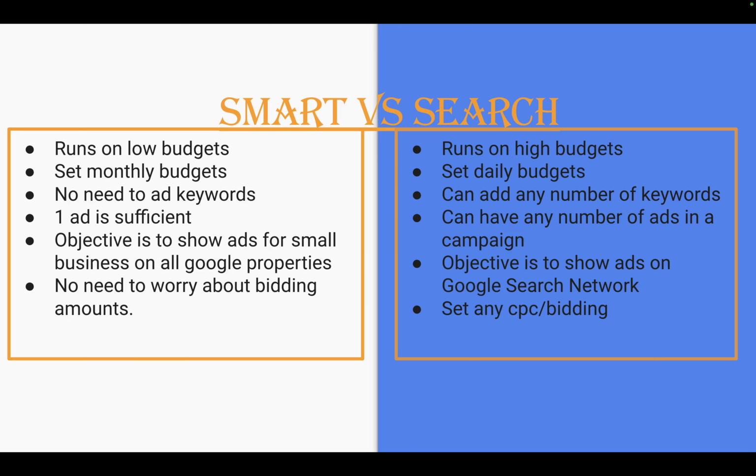Then talking about the difference between a smart campaign and a normal search campaign. This campaign runs on very low budgets, whereas the search campaign runs on high budgets. Here you set the daily along with the monthly budget, whereas on search campaign, you go with the daily budget only. You don't need to add keywords, no need to have multiple ad copies. The objective is to show ads for small businesses, and you don't have to worry about any campaign bidding or optimization, which are the options for any search campaign.